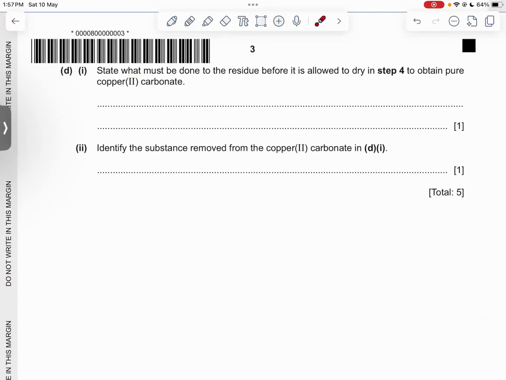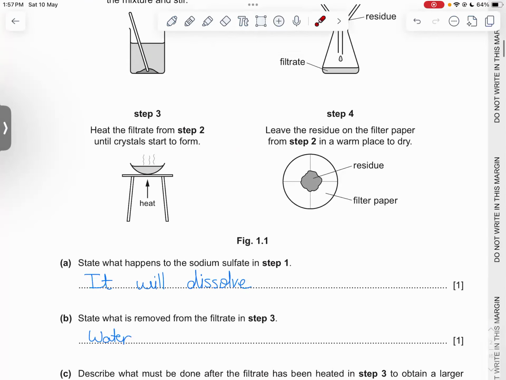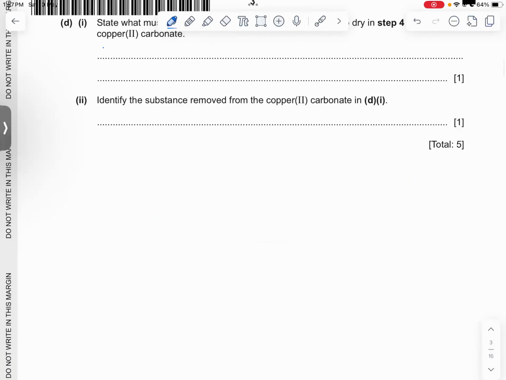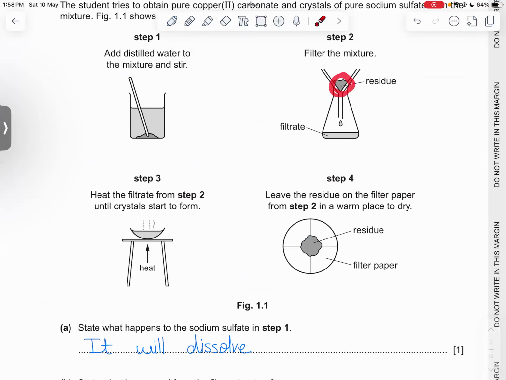State what must be done to the residue before it is allowed to dry in step 4 to obtain pure copper 2 carbonate. What must be done for this residue before drying it? We should rinse it with water, right? Rinse it with water. Why do we want to rinse it with water? Because the copper 2 carbonate is going to be wet. Why is it going to be wet? It's going to be wet because it was part of this solution that had sodium sulfate in it.